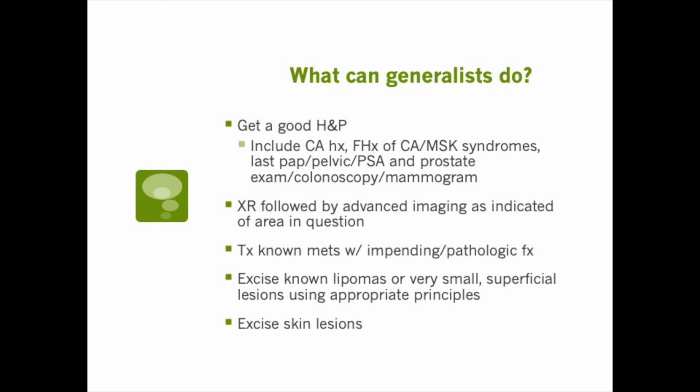You want to get a plain radiograph of the area in question, even if it's a soft tissue tumor, to again look for secondary bone involvement, matrix characteristics even in the soft tissue tumor that can give it away, and then advanced imaging from the joint above to the joint below for any additional questions that need to be answered.